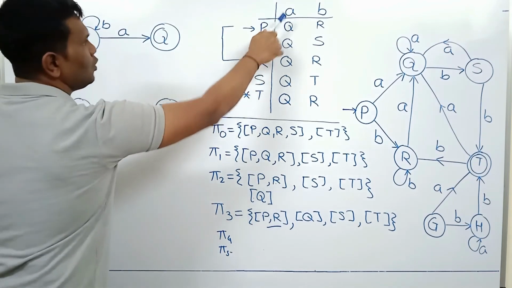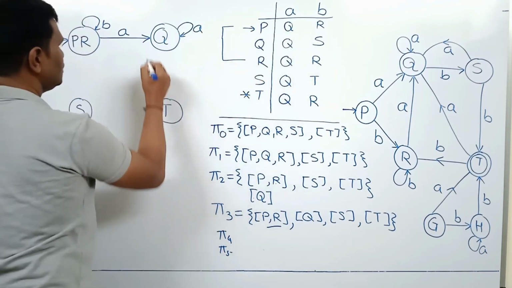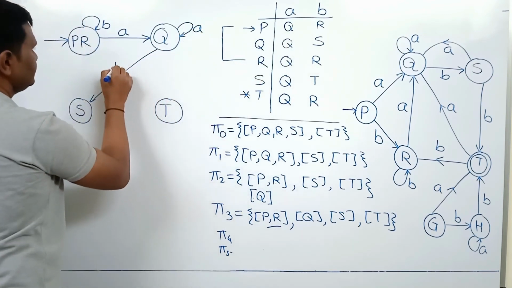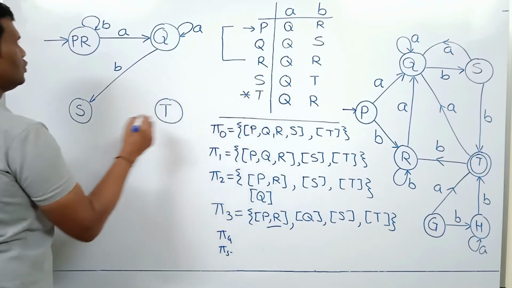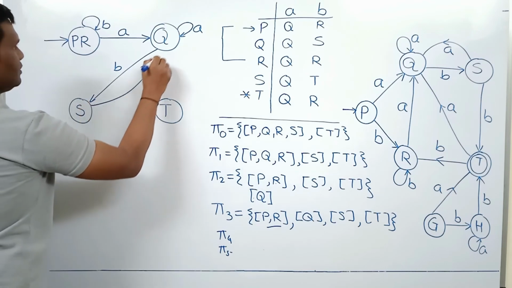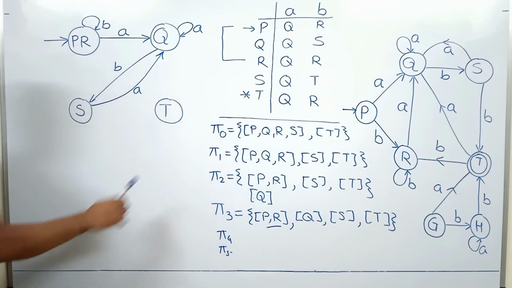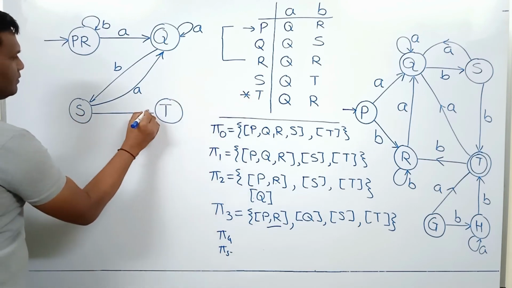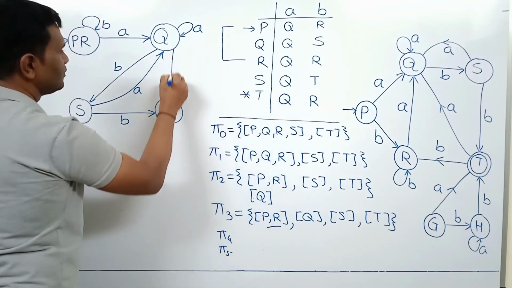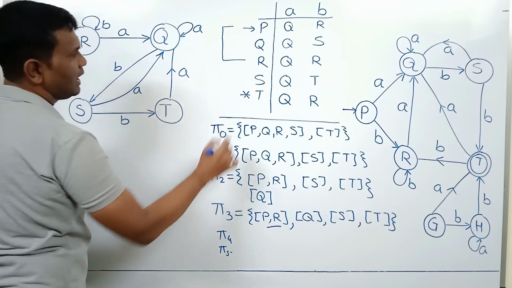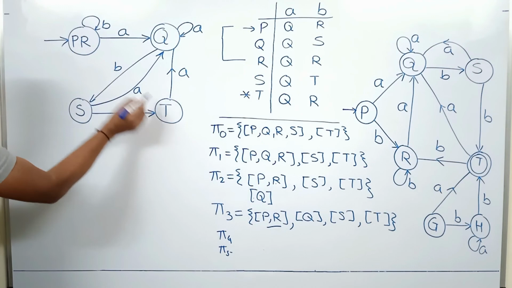For Q, Q on A goes to Q itself. Q on B goes to S. Then state S: S on A goes to Q. S on B goes to T. T on A goes to Q, and T on B goes to R. R is here, so T on B goes to PR.